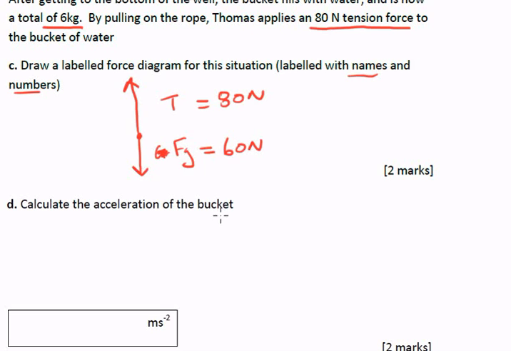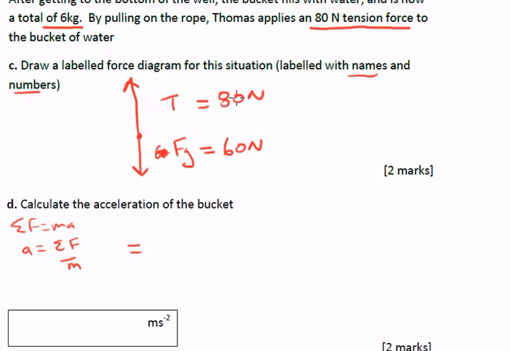Calculate the acceleration of the bucket. How do I go from forces to acceleration? I go from forces to acceleration with total force equals ma. Rearrange, I get a equals total force over m. So I divided both sides by m to make a the subject. So I need the total force for this equation.